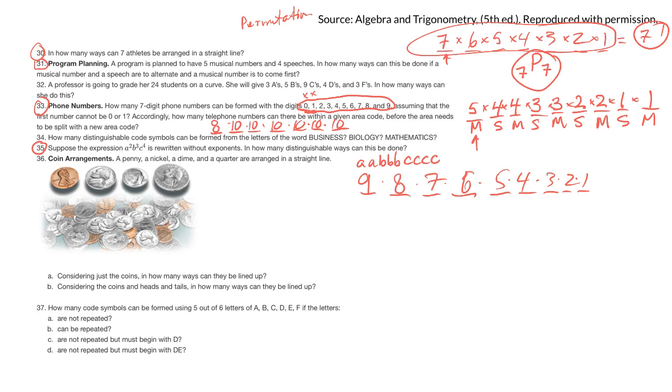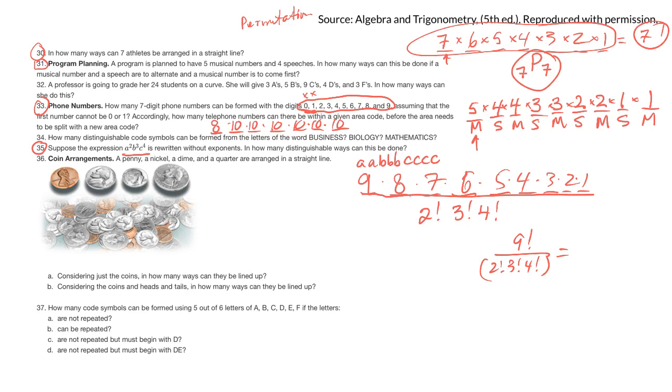But then they have repeaters. They have 2 A's, so those are indistinguishable objects. So I have to divide this product by the repeats: there are 2 A's that repeat, 3 B's that repeat, and 4 C's that repeat. So on the top I'd have 9 factorial divided by 2 factorial, 3 factorial, 4 factorial. Put that in brackets, put it in your calculator, and that'll come up to your answer.